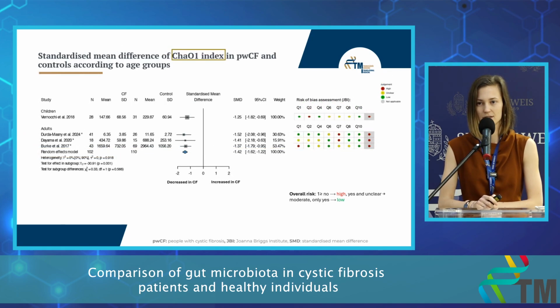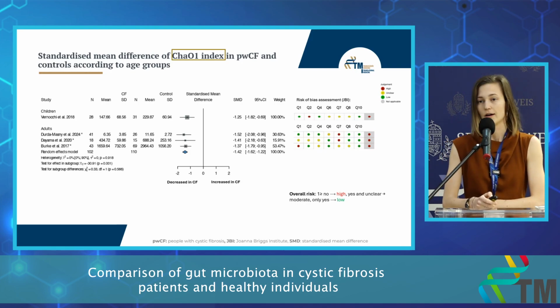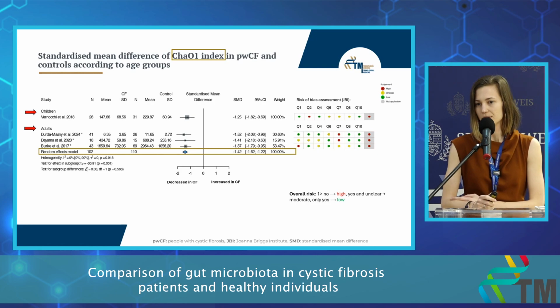The third and last index that we could analyze, I don't know why it looks like this, was Chao1 index. This takes bacterial richness and evenness into consideration as well, putting more weight on richness. The 2 subgroups were children and adults here. And as the diamond does not cross the line of no effect, we can say that adults with CF have a significantly less diverse gut microbiota compared to controls measured by Chao1 index.